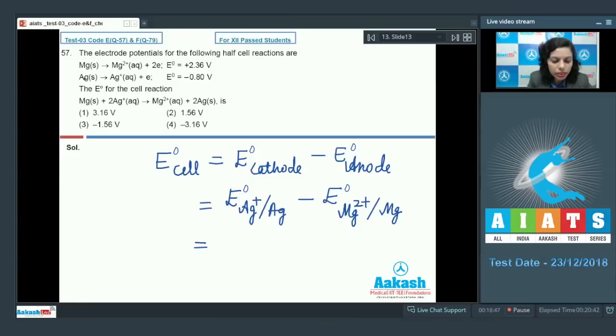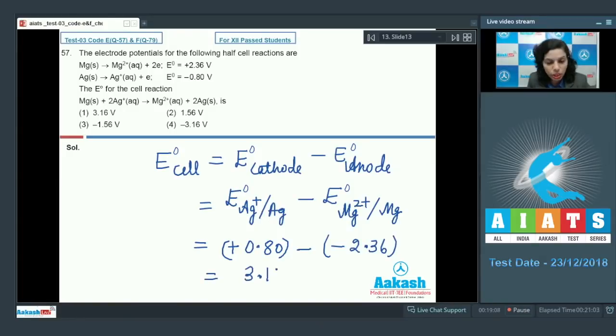If you check here, this is the conversion of Ag to Ag+, so this value becomes positive 0.80 volt, minus the process given for Mg getting changed into Mg2+, which becomes minus 2.36. So if you solve this, you will find this value is 3.16 volt. On that basis, the correct answer is option 1. I hope this question is clear to you.